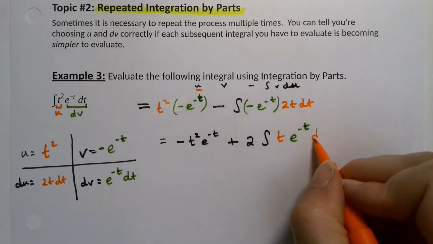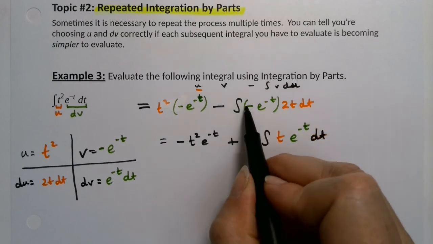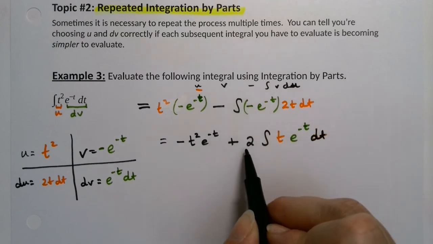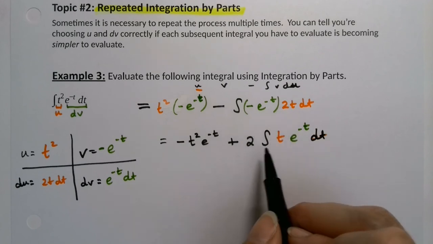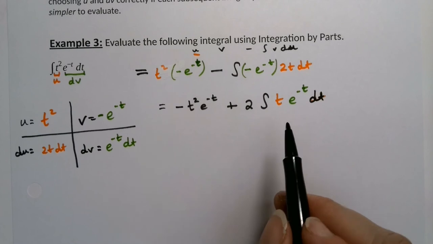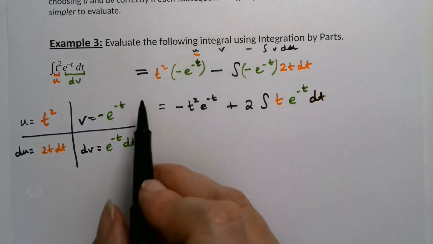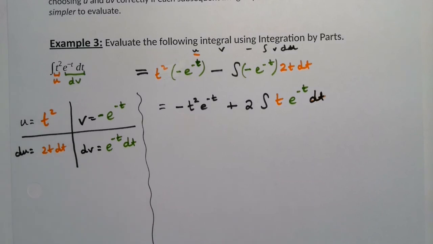dt. I've already taken care of the negative and the 2 by putting them up here, right? Negative makes positive, and then the 2. But look there. You see what I mean? We're going to need another application of this. So we have one table, and now we need another one.